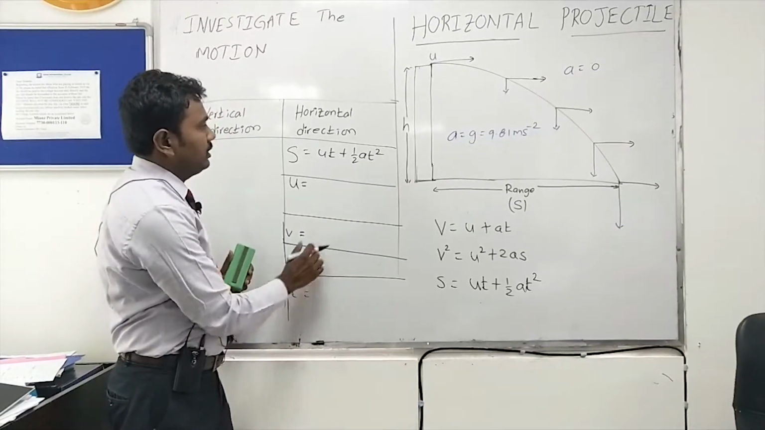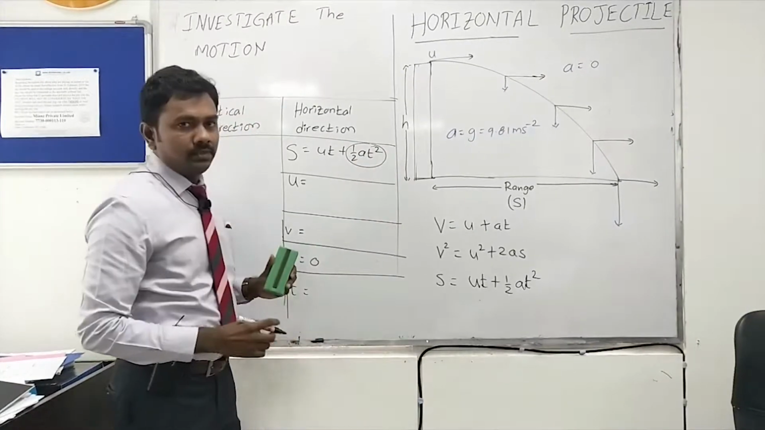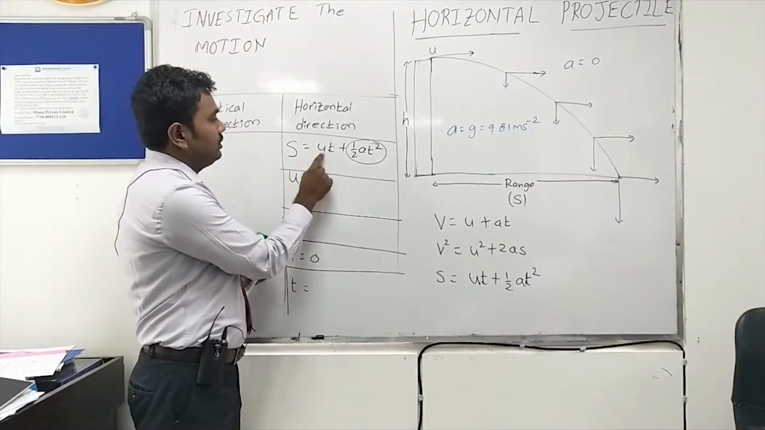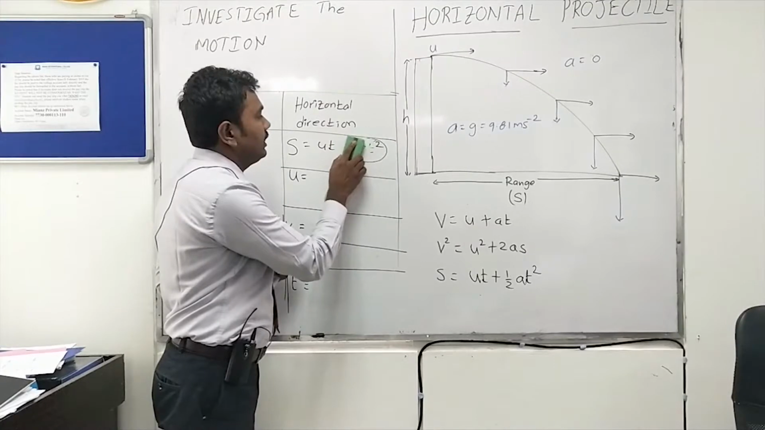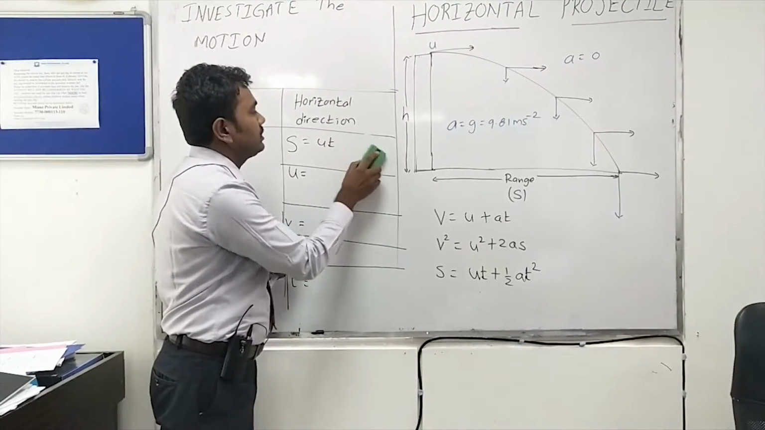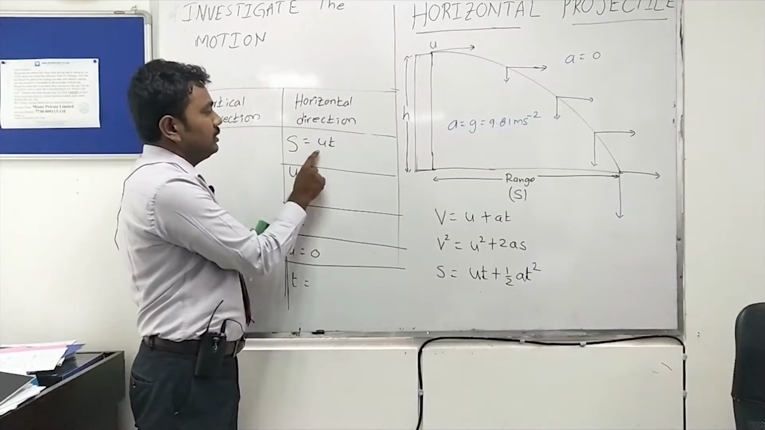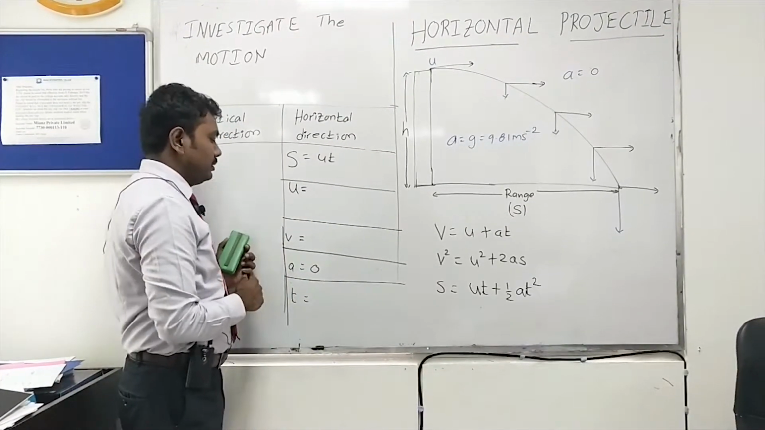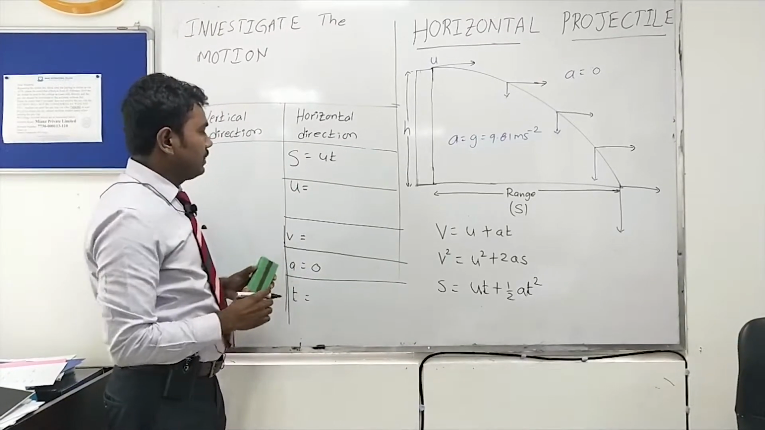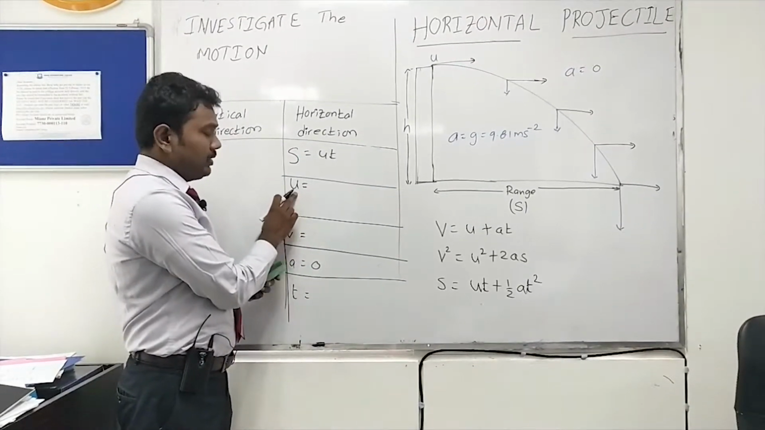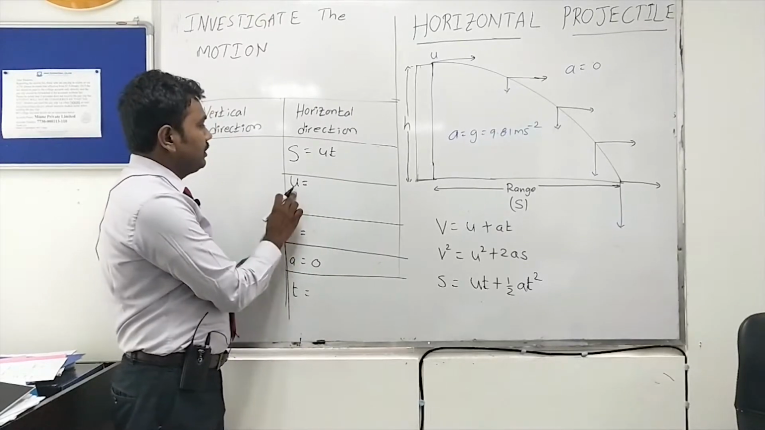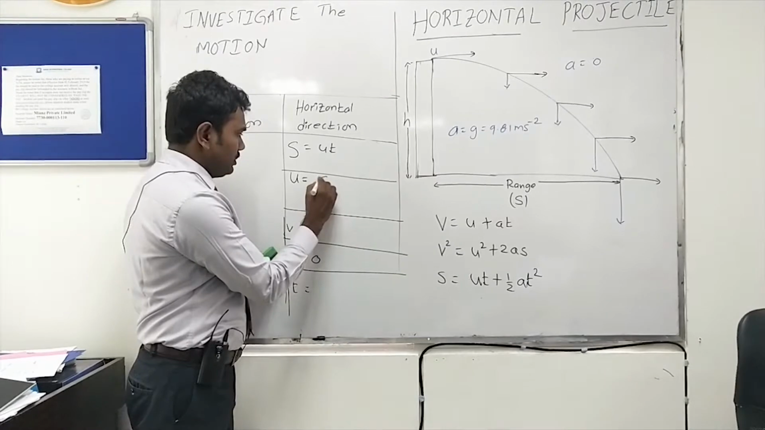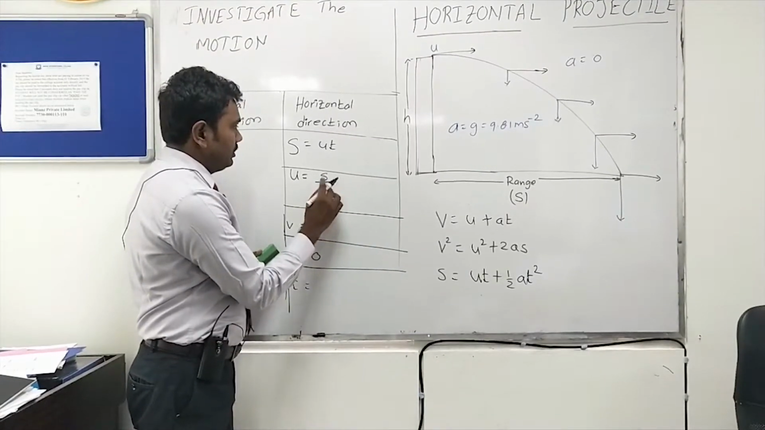Since a is 0 here, this whole term will become 0. So now I can write this formula as only s equals ut. I can erase this formula and leave it as only the range s equals initial horizontal velocity times t. Now the second one, the initial horizontal velocity. So u can be written, by rearranging this formula, as u equals range over t.